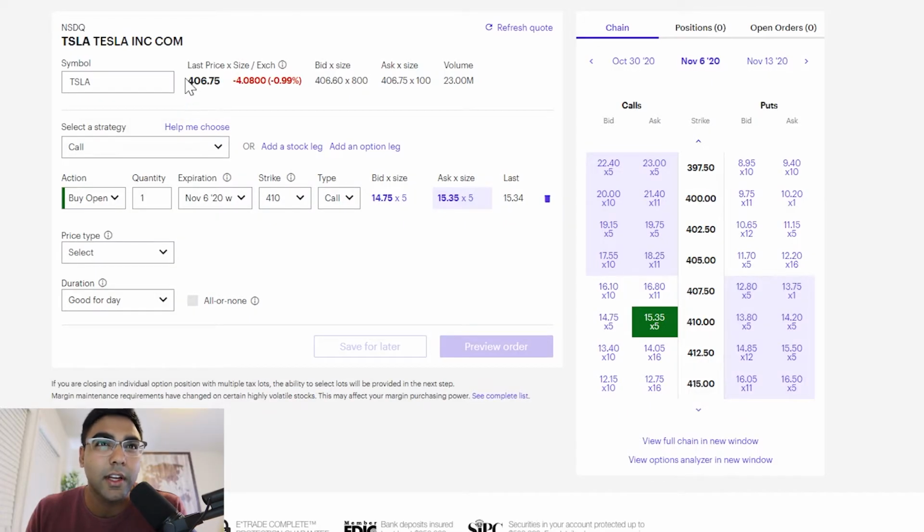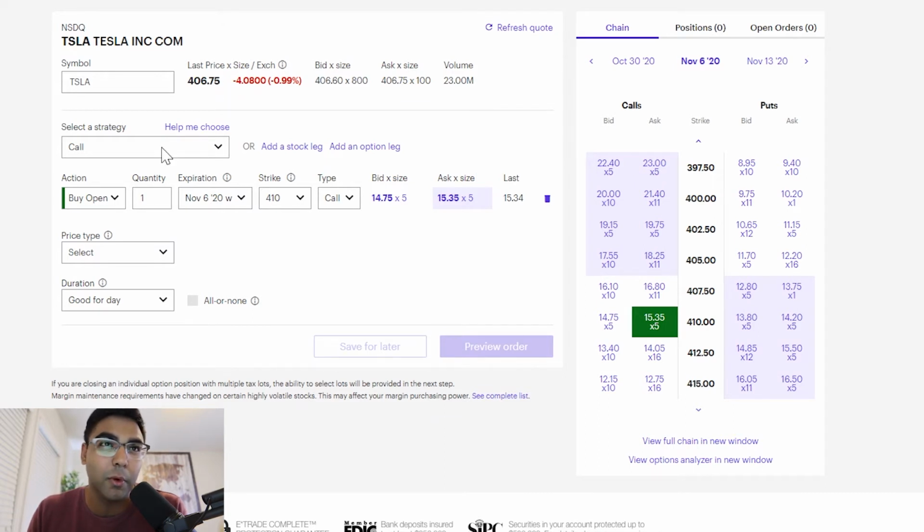All right, so looking at Tesla. You got Tesla, it's sitting at 406.75. This is after the market is closed, so everything here is going to be static in the good way for the example that we're trying to go through for calls versus puts. So it's sitting at 406.75.